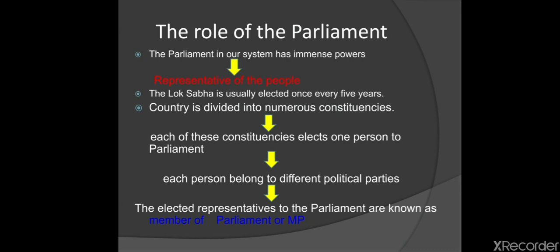You know that our Parliament is a powerful body. It is the law-making body of the country. The Parliament in our system has immense powers. Immense means great powers. It has a large amount of powers and is representative of the people. So who are the members of the Parliament? They are representatives of the people because we have chosen them.